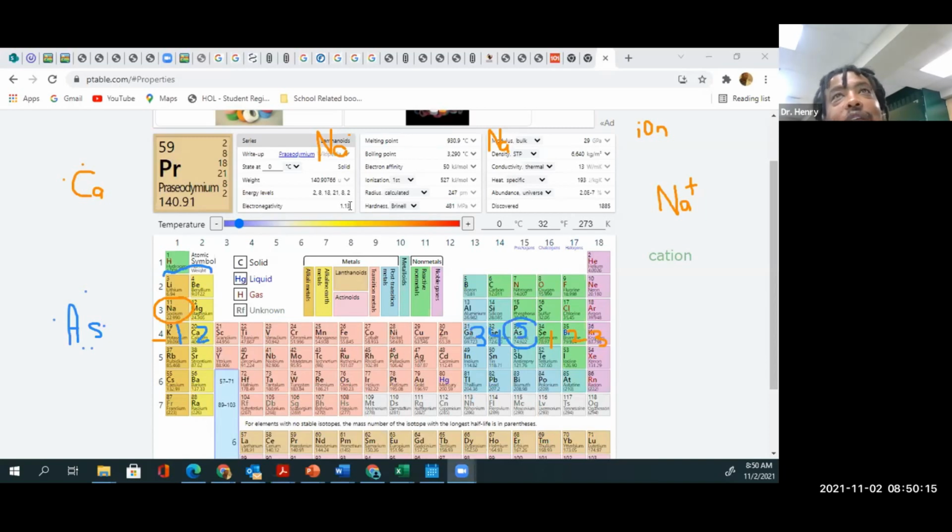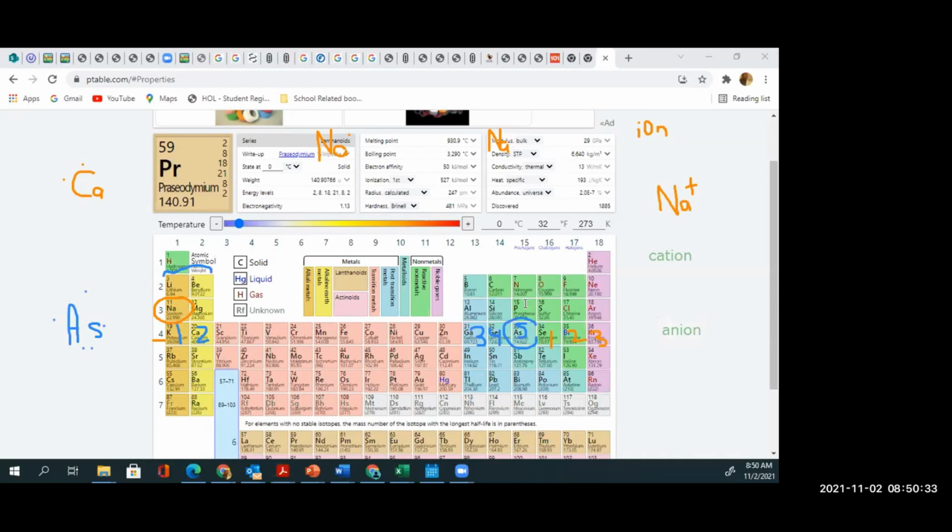So cations are always going to be positive ions, so positively charged ions. And then we have what we call an anion. Can you guys see the green type? Yeah, I can see it.